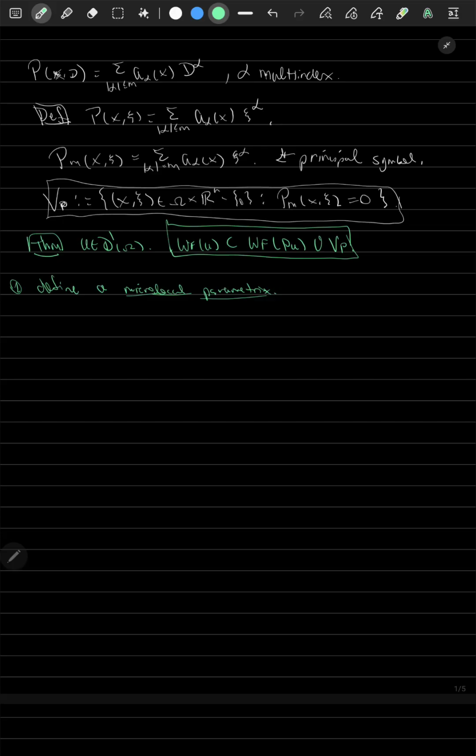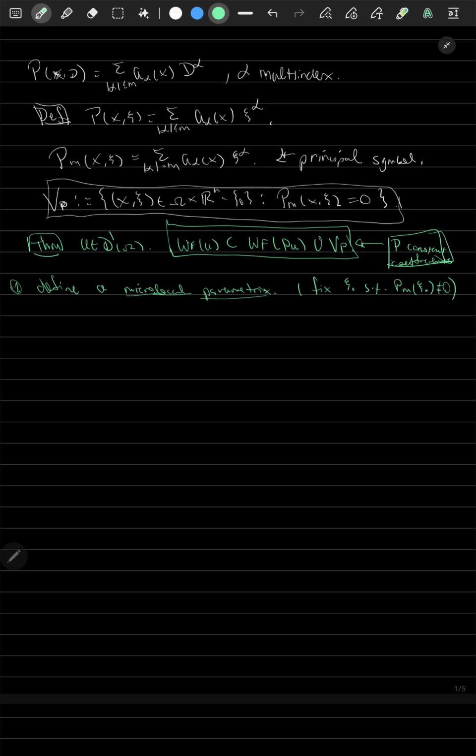So to define a microlocal parametrix, first of all, we're only going to prove the theorem for P of constant coefficients. It's also true for variable coefficients, but that is a much harder proof. So let's stick to the constant coefficients for now, and let's fix a xi_0 such that P_m of xi_0 is not 0. Notice that the principal symbol now only takes one input, because it only really depends on xi now that we have constant coefficients.